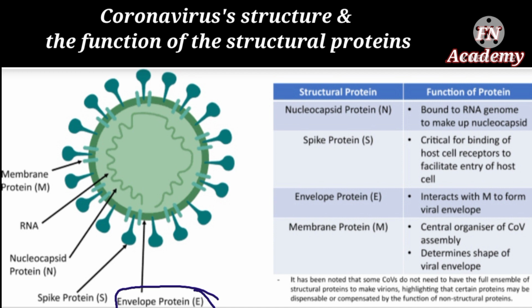Number 3, envelope protein, which interacts with membrane protein to form the viral envelope. And the fourth one is the membrane protein. Membrane protein is a central organizer of coronavirus assembly and it determines the shape of the viral envelope.